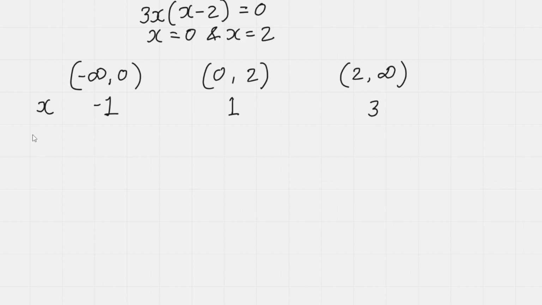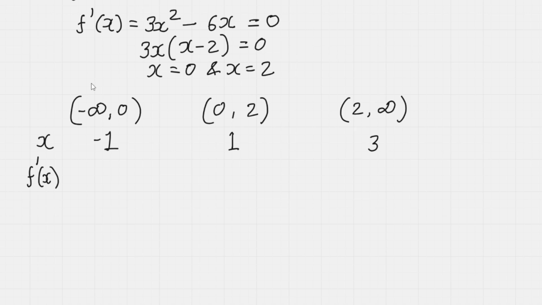Now we will find out the sign of f prime of x at these values minus 1, 1 and 3. Our f prime is 3x square minus 6x. So 3 times minus 1 square minus 6 times minus 1. So this will be 3 times positive 1, so just 3, and minus 6 times minus 1 would be plus 6. So this is 9, which is positive.